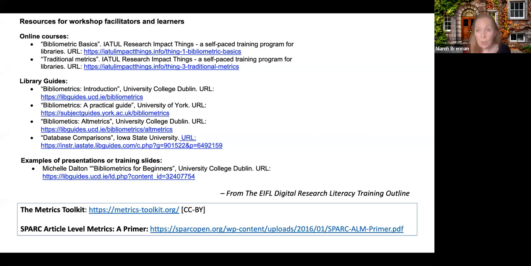I've also included a couple of additional resources. One of them is the Metrics Toolkit, the go-to independently created and CC BY licensed resource that's updated on a regular basis by a wonderful group of volunteers, and that goes through each of the metrics. We'll look at some of that later on. I've also included the 2013 SPARC article level metrics primer, so there's a link to that as well.